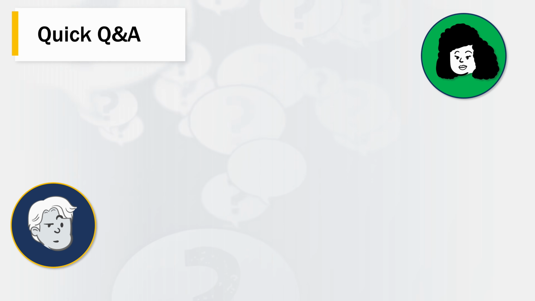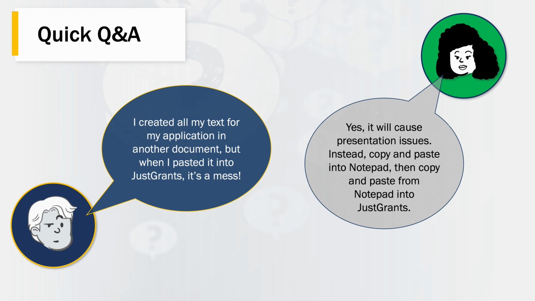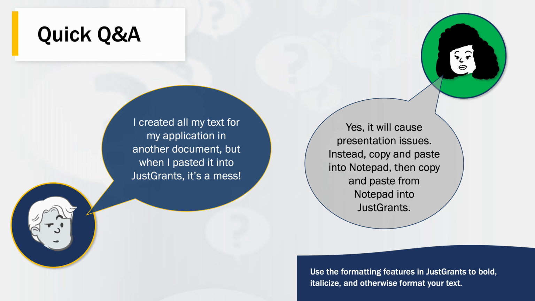This is a good time to discuss a common question we get about proposal abstracts. I created all my text for my proposal abstract in another document, but when I pasted it into JustGrants, it's a mess. The best option is always to type directly into JustGrants, but if you have already created content for any text section of the application in another document and prefer not to type it again, do not simply copy and paste that text into JustGrants. It will cause presentation issues. Instead, copy and paste into Notepad, then copy and paste from Notepad into JustGrants. Use the formatting features in JustGrants to bold, italicize, and otherwise format your text.